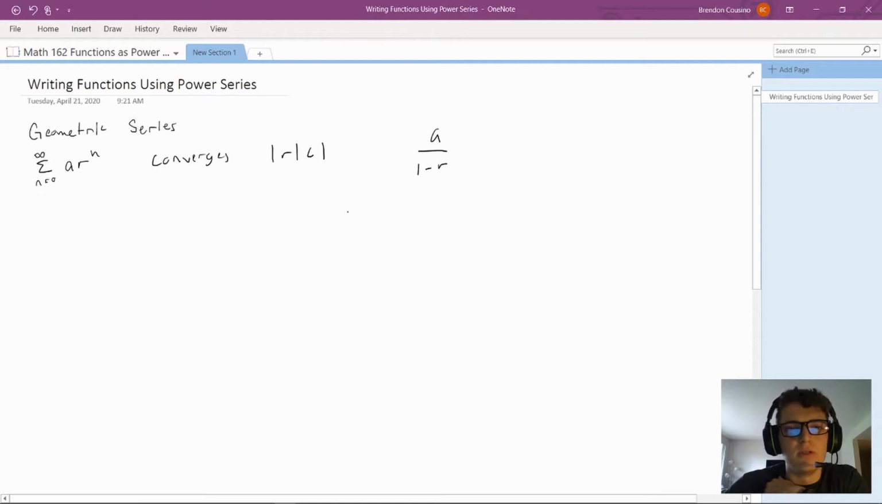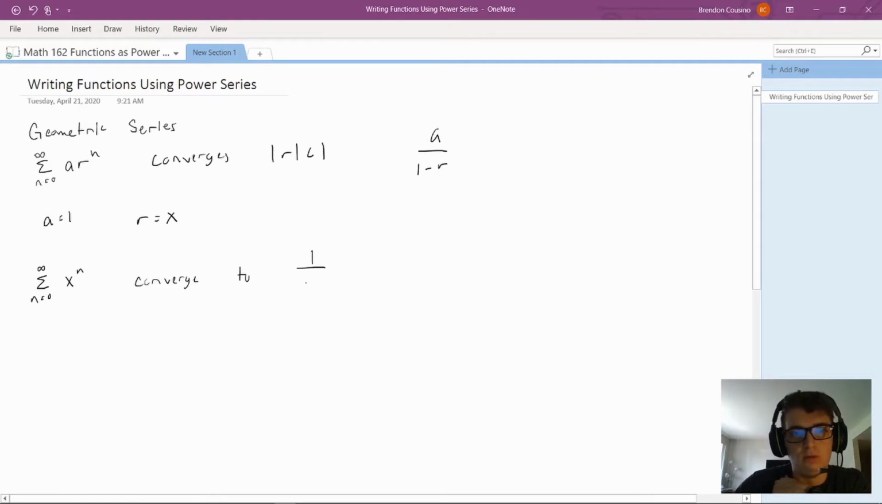Okay, so now we're going to say, well, what if we specify that a is equal to 1 and r is equal to x. Let's see what this looks like. This is going to be the summation as n equals 0 to infinity of a, which is just 1, so we're not going to write that, and then this is going to be x to the n. We know that this power series would converge to 1 over 1 minus x when the absolute value of x is less than 1.